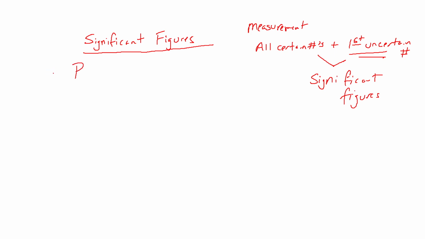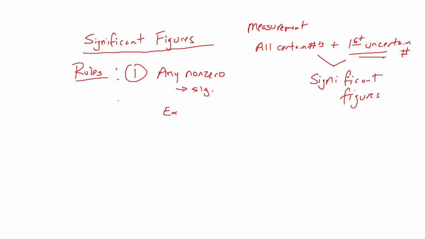Now that we know what significant figures are, let's talk about what counts as a significant figure. There are several rules that we follow when we're counting significant figures. The first one's pretty straightforward. Any non-zero number is significant.